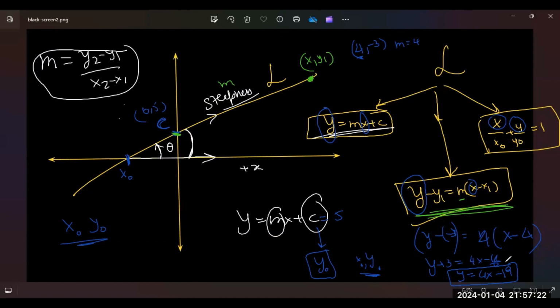Now, if you are given 2 points on the line, how do you then figure out the equation of it?